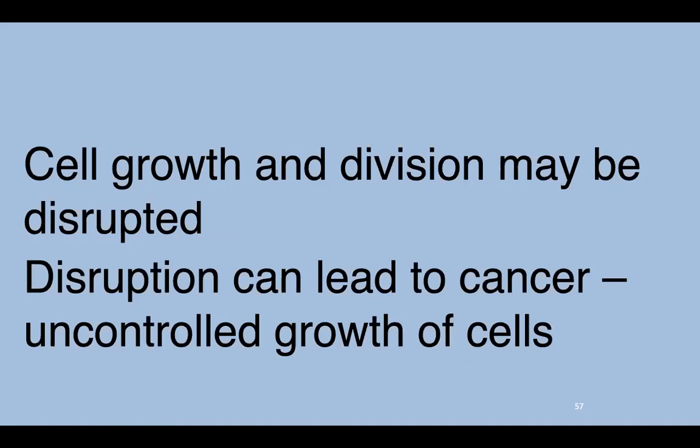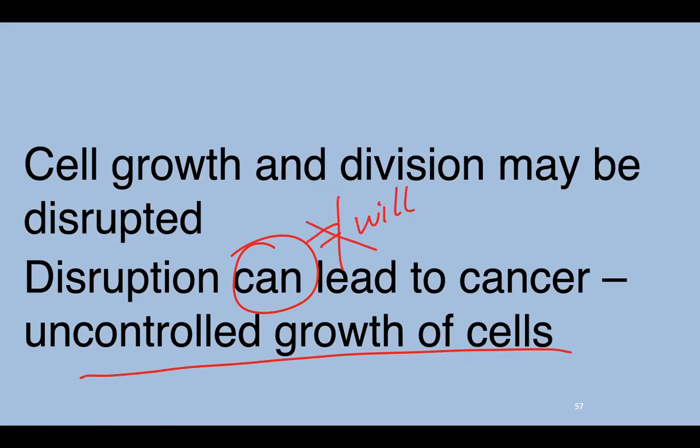So cell growth and division may be disrupted if there are mutations in these genes that code for these regulatory proteins. Disruption can lead to cancer, which is the uncontrolled growth of cells. Can, not will. It is possible. There are lots of people who have been as healthy as possible for their entire life. They've never smoked a cigarette, never had a drop of alcohol or any drugs. They eat a healthy, balanced diet, they exercise every single day, super healthy, and they still get cancer.